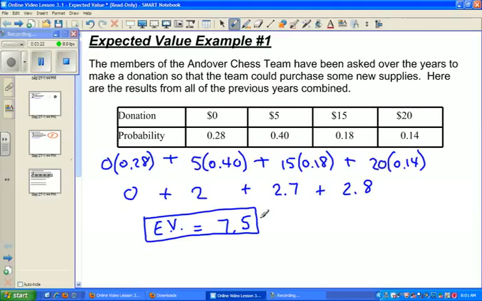But expected value, again, is what should happen over a long period of time. And in this case, it appears as though on average, over a long period of time, each student donates about $7.50.